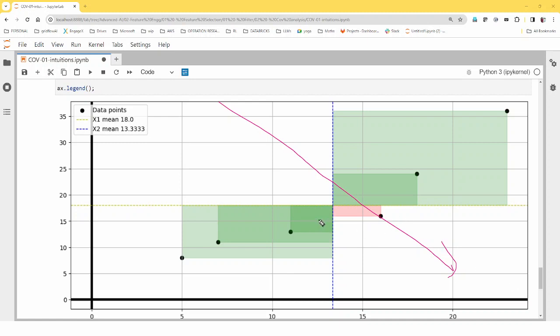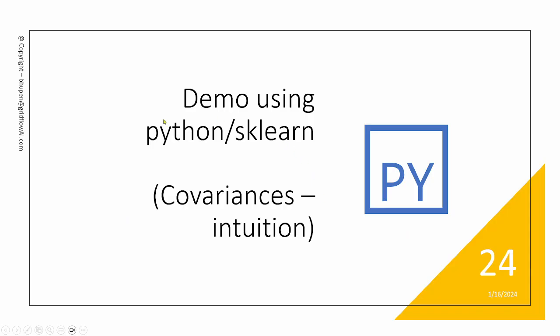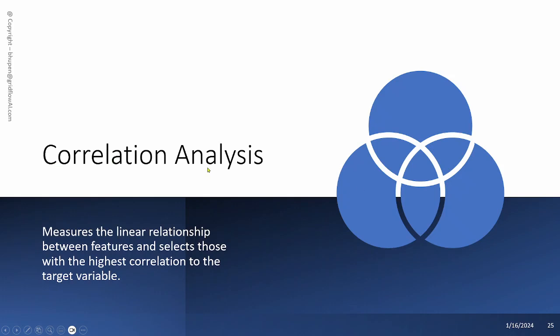In the next section, we will see how we extend this idea of covariance into correlation. So that was a demo on covariance and the intuition behind it. In the next video, we'll talk about correlation, which is the next step, or how we convert covariances to correlation. See you in the next session.